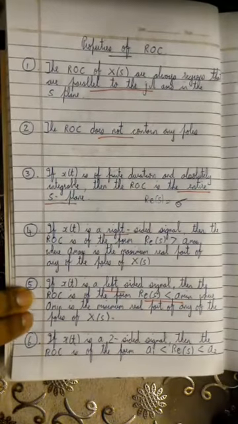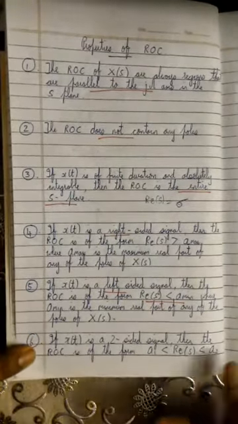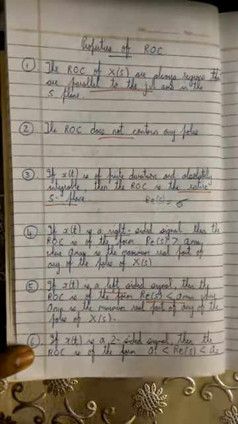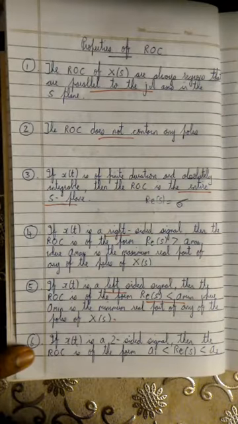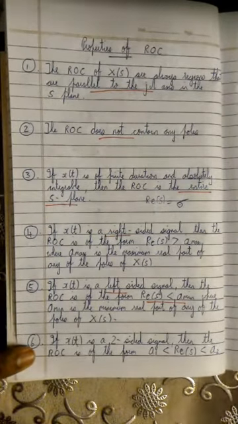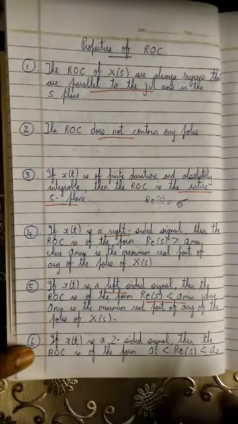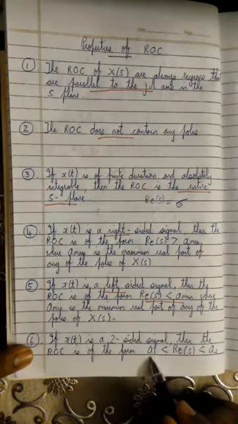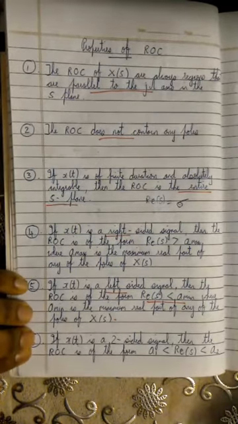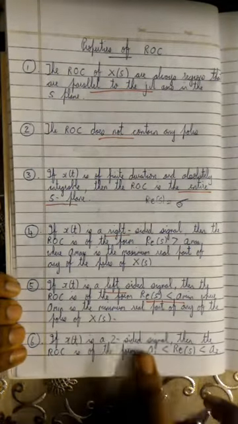Okay. Now the sixth property says that if x of t is on both the positive side of the graph and on the negative side of the graph, that means if x of t is on both the right side and the left side of the graph, then the ROC is of the form a1 less than real part of s less than a2. Okay. This problem that you did was the fifth problem.